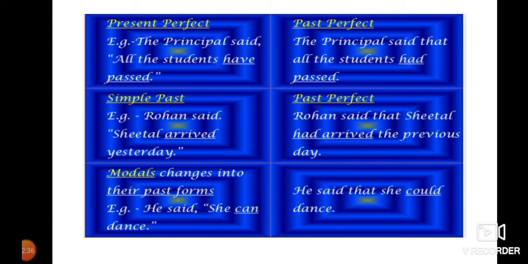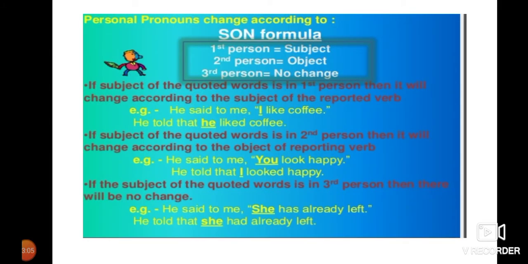Present perfect will change to past perfect. Simple past will become past perfect. And there will be also a change in modals. The principal said all the students have passed. The principal said that all the students had passed. Rohan said Sheetal arrived yesterday. Rohan said that Sheetal had arrived previous day. He said she can dance. He said that she could dance.